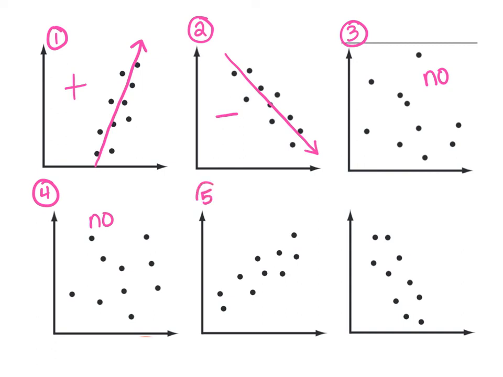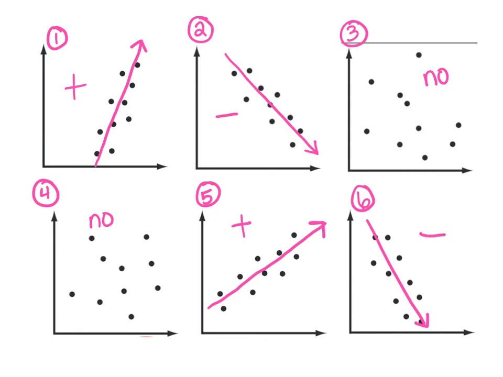For number 5, as my x's are increasing, I can see that my y's are increasing. They're very much in a linear pattern, so this is going to be positive. And then number 6, I can again see that there is a cluster, a linear pattern happening. As my x's increase, my y's are decreasing, so this is going to be negative.